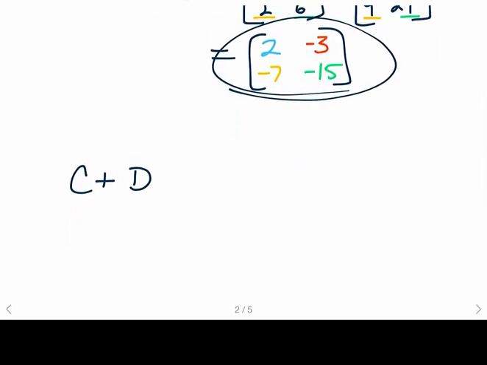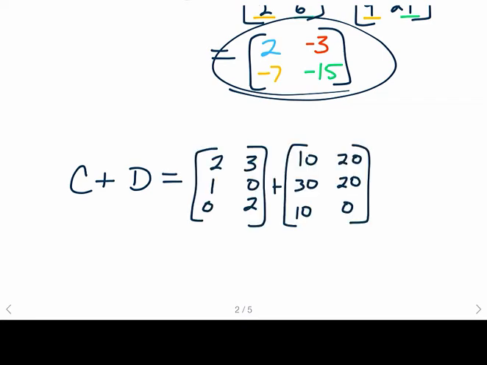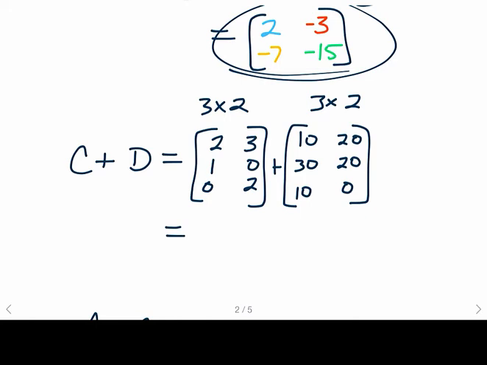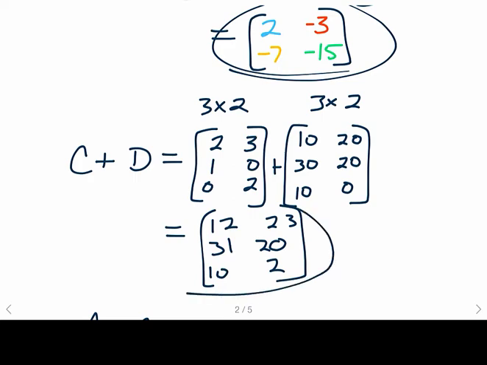Next, C plus D. Let me write down what the matrices are. So C plus D is 2, 3, 1, 0, 0, 2, which by the way is a 3 by 2 matrix, plus 10, 20, 30, 20, 10, 0, which is also a 3 by 2 matrix. Notice those dimensions match. We won't have any trouble. We do this entry by entry, and so 2 plus 10, 12. 3 plus 20, 23. And so on. So our matrix becomes 12, 23, 31, 20, 10, 2. That's what happens when we add C and D.